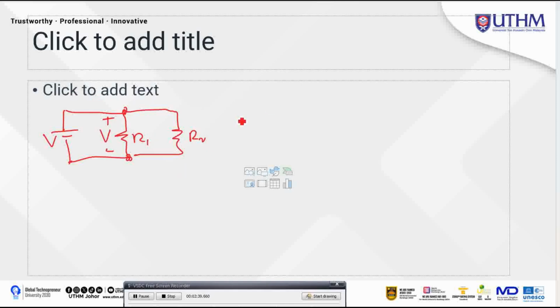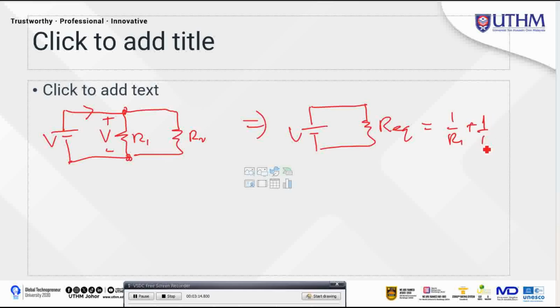From this we can find the value of current passing through R1 and R2. First we need to determine the value of current for the whole circuit, which means we need to simplify our circuit from two resistors to only one resistor, which is the equivalent resistor. And this one is 1 over R1 plus 1 over R2, to the power of minus 1.